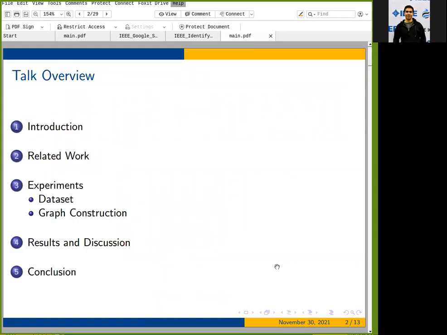I'll start with introduction, then I'll cover some of the related work, then I'll introduce the experiments, result and discussion, conclusion, and future work at the end.